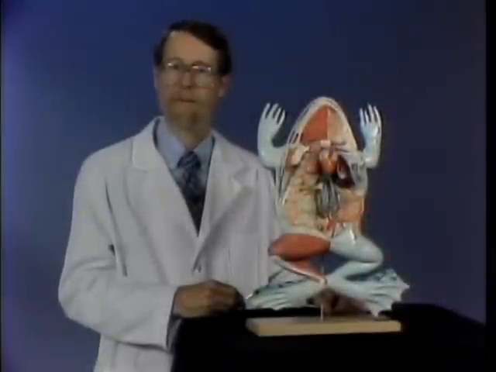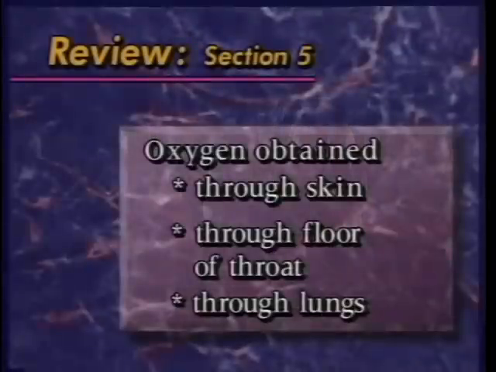Now let's review some of the major points. Frogs have 3 ways of obtaining oxygen. Some of it is obtained through the highly vascular skin. A portion of its oxygen needs can be met by absorption in the floor of the throat. Oxygen can also be taken up in the thin, sac-like lungs.